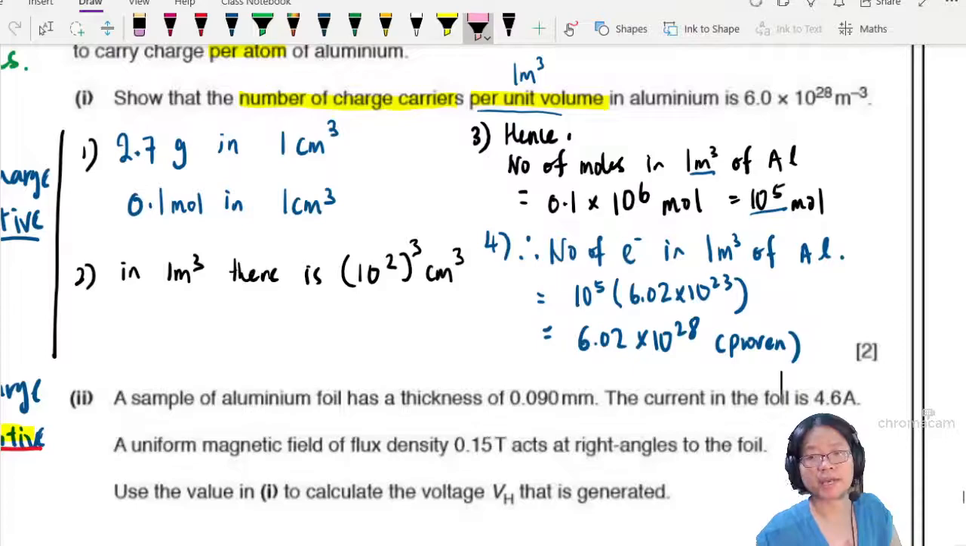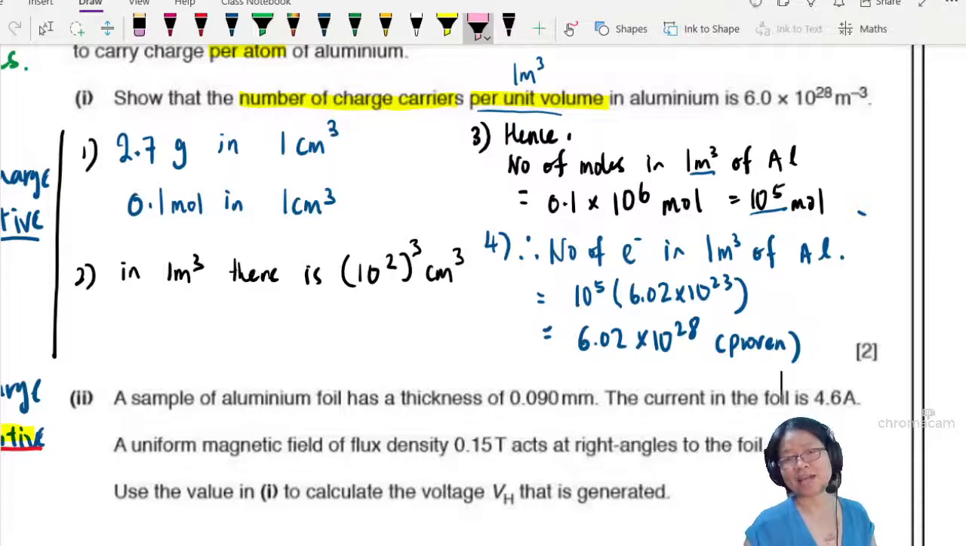All right, and finally, we know that 1 meter cube has 10 to the power of 5 mole. Hence, the number of electrons will be 10 to the power of 5 multiplied by the Avogadro constant. All right, so basic mole concept. If you're wondering where the marks are, 1 mark will be any kind of method that makes sense, that allows you to arrive at 10 to the power of 5 mole, and then you multiplying it by the Avogadro constant later.